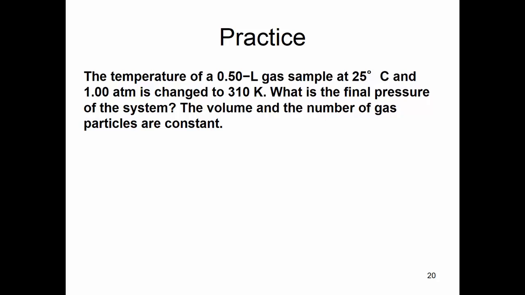You have a 0.50 liter gas. That number is not used. It's just telling you that you have that amount of gas and that volume does not change. You have a temperature of 25 degrees C, so T1 is 25 degrees C. For any of our gas law equations, we have to convert to Kelvin, so we add 273. We're basically at room temperature here.